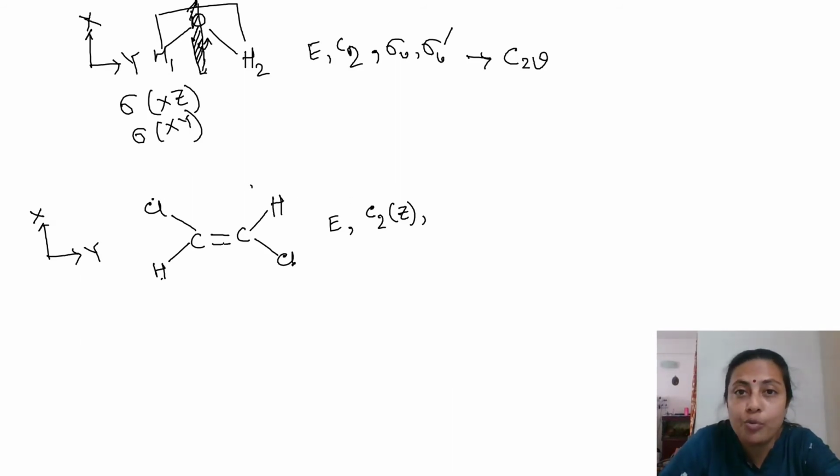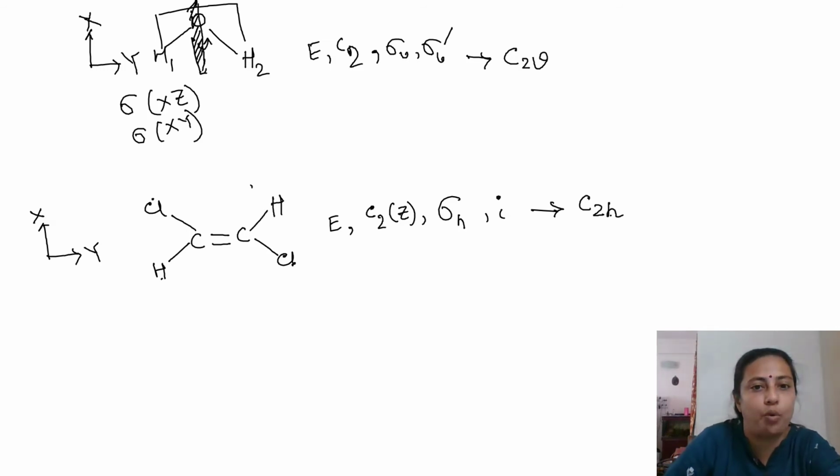Now we have to look for whether there is a horizontal plane. Horizontal plane is the perpendicular plane to the principal axis. The principal axis is along C2Z. So the XY plane is the horizontal plane, which actually gives me an identical structure, and definitely that's a symmetry operation. So it is having a sigma H operation. And it is having I as well, because C2 into sigma will ensure that there is I. So the point group is going to be C2H point group.